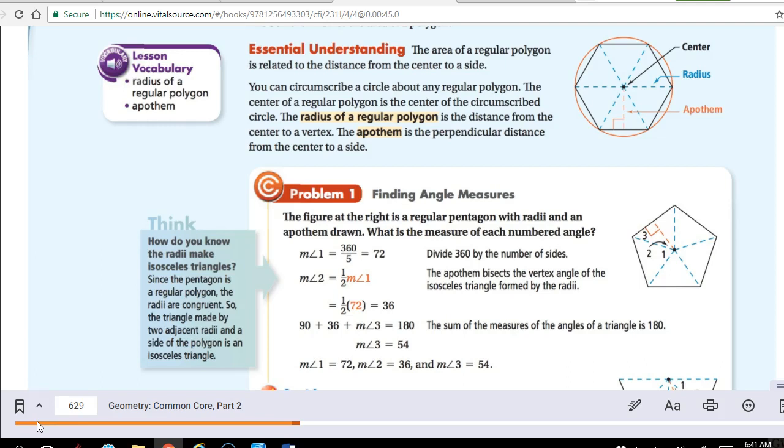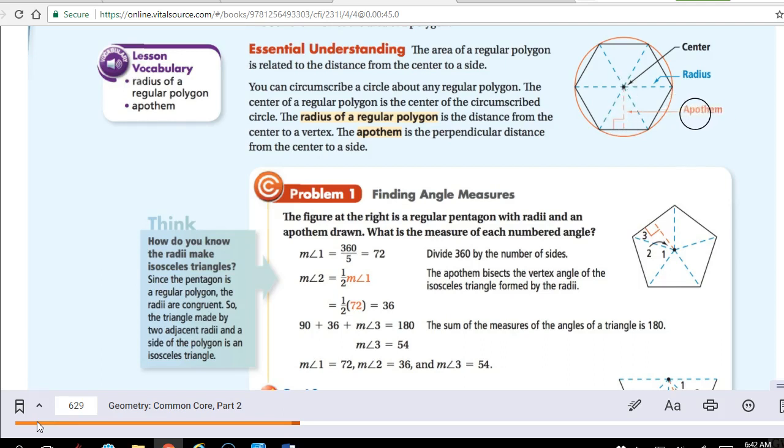When we have any kind of regular polygon, that means it's the same length on all the sides, there is a circle that can go around any regular polygon. The center of the polygon is also going to be the center of the circle. If you go from there to the vertex of the polygon, that's also the radius of the circle, as well as if you go from the center out to one of the sides of the polygon, that's called an apothem.